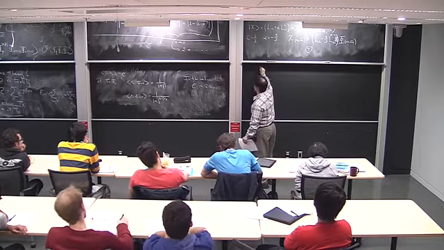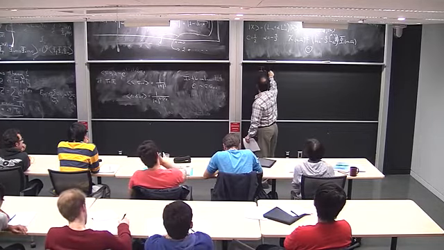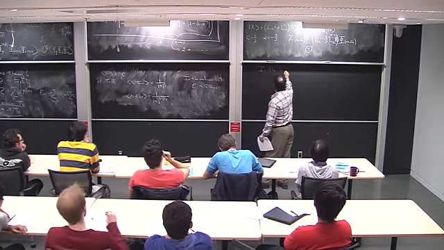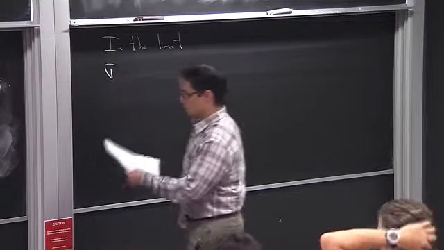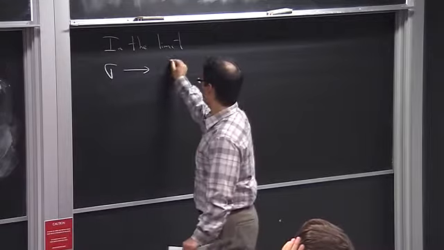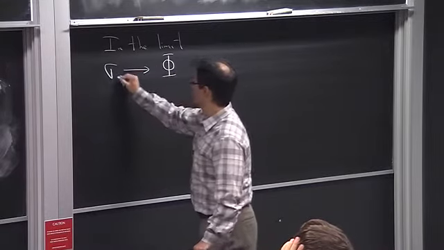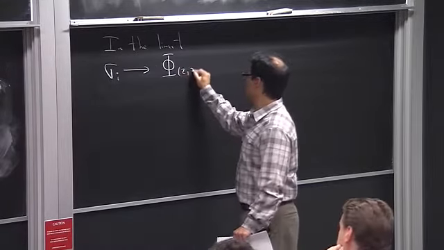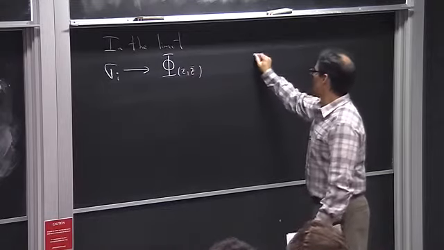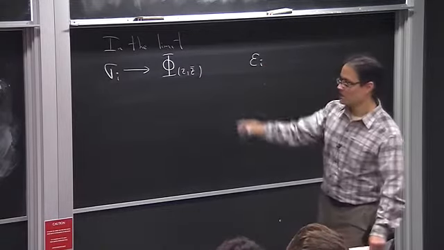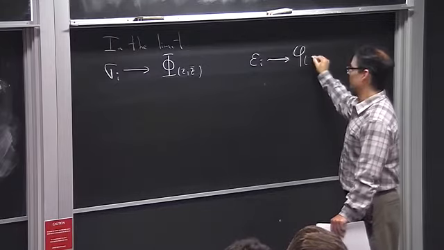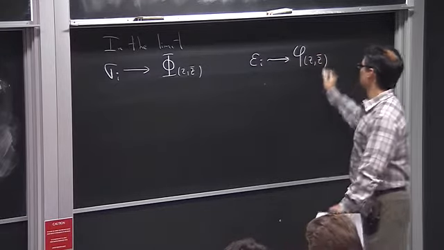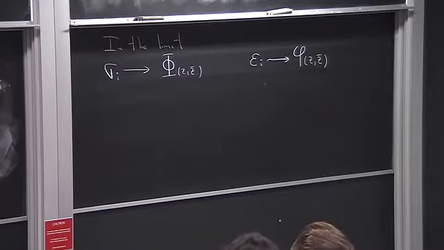So in the continuum limit, it turns out that our sigmas would be described by a field phi, and our epsilon i's will be described by our field phi bar, or bar phi.